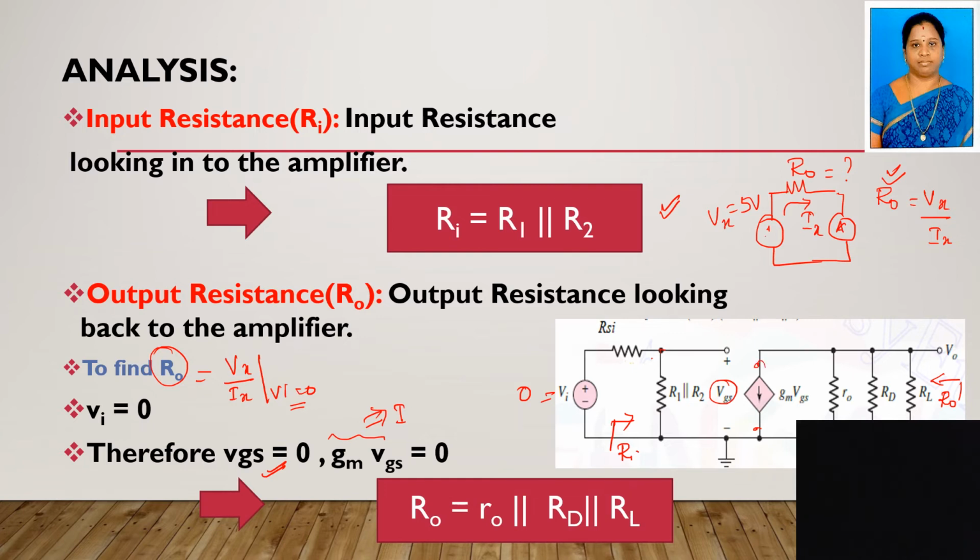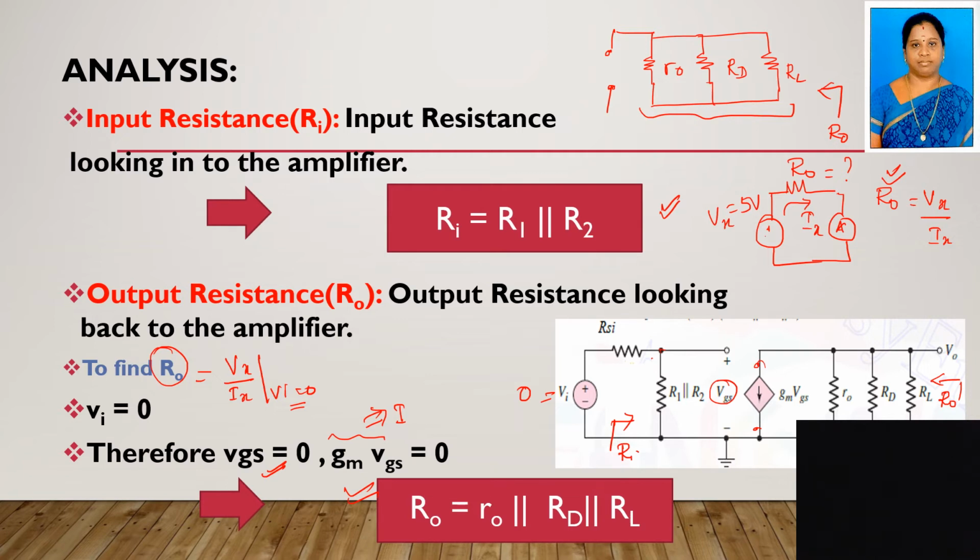So if it is open circuited, from the output side it looks like this. I will draw here. The current source is open circuited. Here I am having the resistance R0, here the resistance RD, and another resistance RL. Right? So when I'm looking back into the amplifier, what is the resistance I'm seeing? These three resistors are connected in parallel. So output resistance equals R0 parallel to RD parallel to RL.